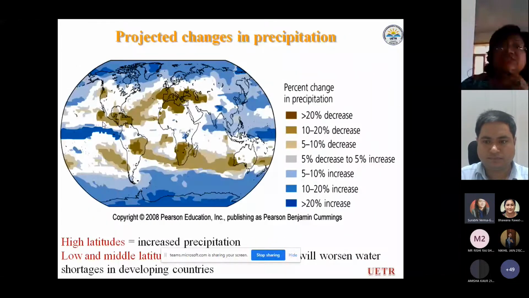Projected change in the precipitation. This graph shows the changes in the precipitation. There will be changes in the precipitation, decreasing as well as increasing. Higher latitudes will see increased precipitation, while low and middle latitudes will receive less. And there will be a shortage of drinking water all over the world.